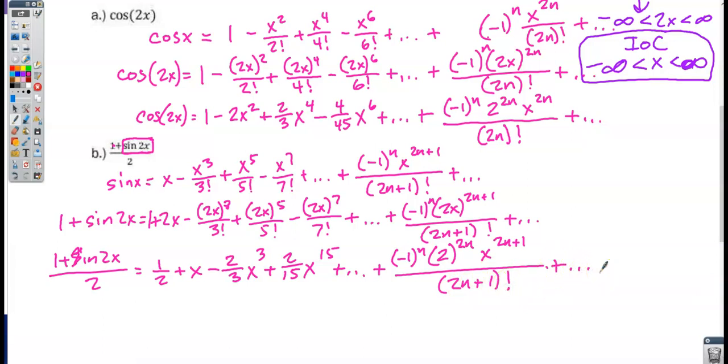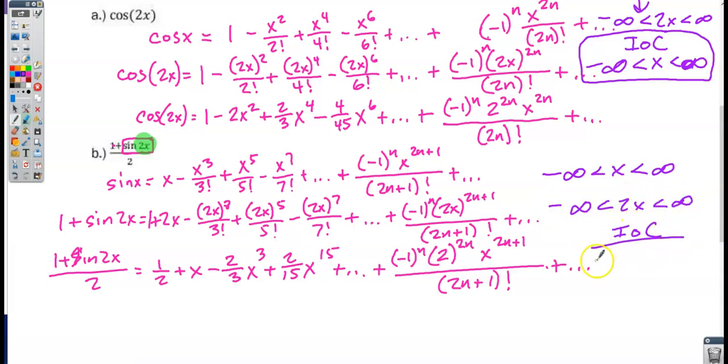All right, and as far as my interval of convergence goes, adding 1 doesn't change the interval of convergence. Dividing by 2 doesn't change the interval of convergence of the series. The only thing that could have possibly changed the interval of convergence was substituting the 2x in, and when I do that, we start with an interval of convergence of negative infinity to infinity, so putting 2x in here instead of x, I end up with the same interval of convergence. It's just going to be negative infinity to infinity.